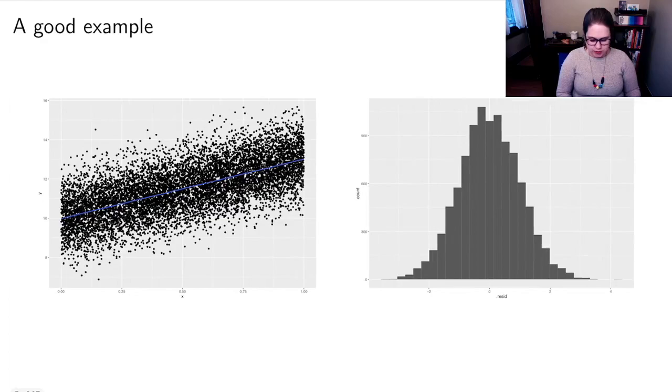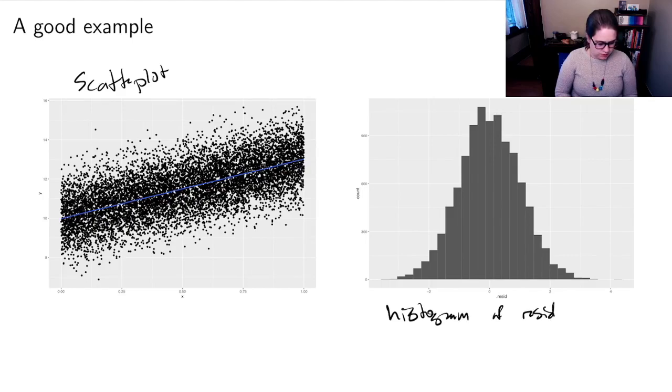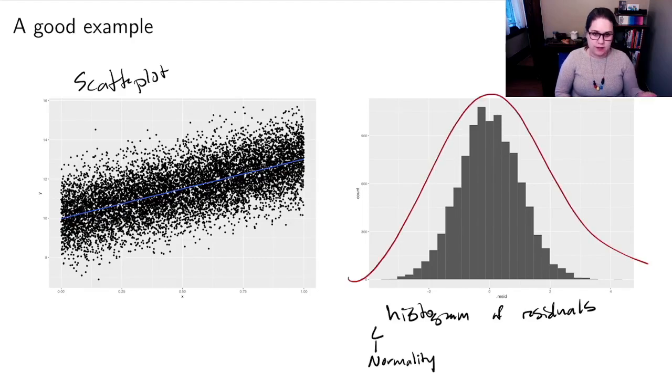And then continuing with the good example, again, this is my scatter plot, and this is my histogram of residuals. So the histogram of residuals doesn't help me with linearity or independence, but it does help me with normality. And this looks nice and normal, nice symmetric bell-shaped distribution. So it looks like normality is met, and then equality of variance we can't check from this plot.